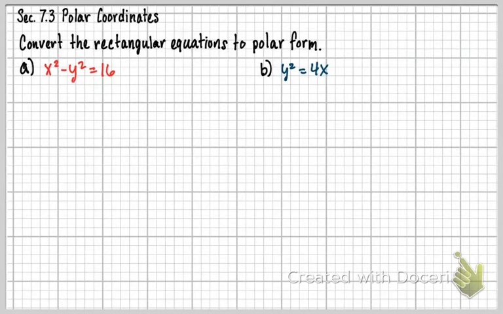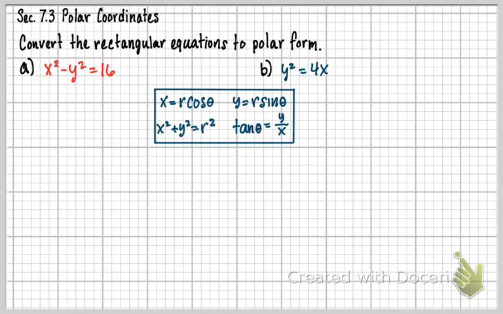So this one says convert the rectangular equations to polar form. This is actually very easy for us to do. First thing we should think of is what are our polar equations. So here they are. In essence, for x, I'm just going to plug in r cos theta. For y, I'm just going to plug in r sine theta.